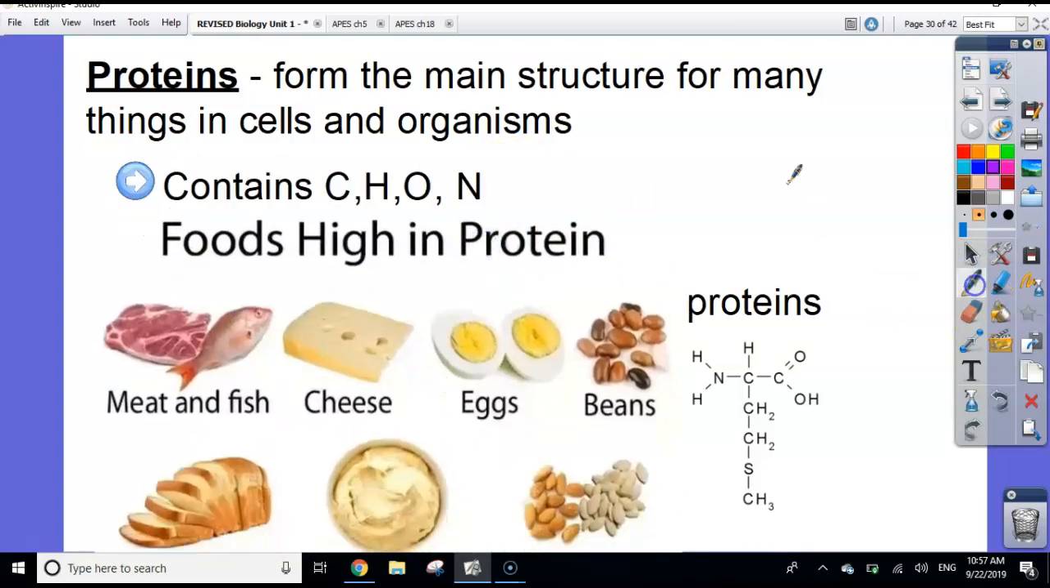All right, so what letters? You guys saw in the investigation on Thursday and Friday last week that proteins have an N. So they have CHO and then they have N. So that's an easy way to pick out proteins. So they have an N.